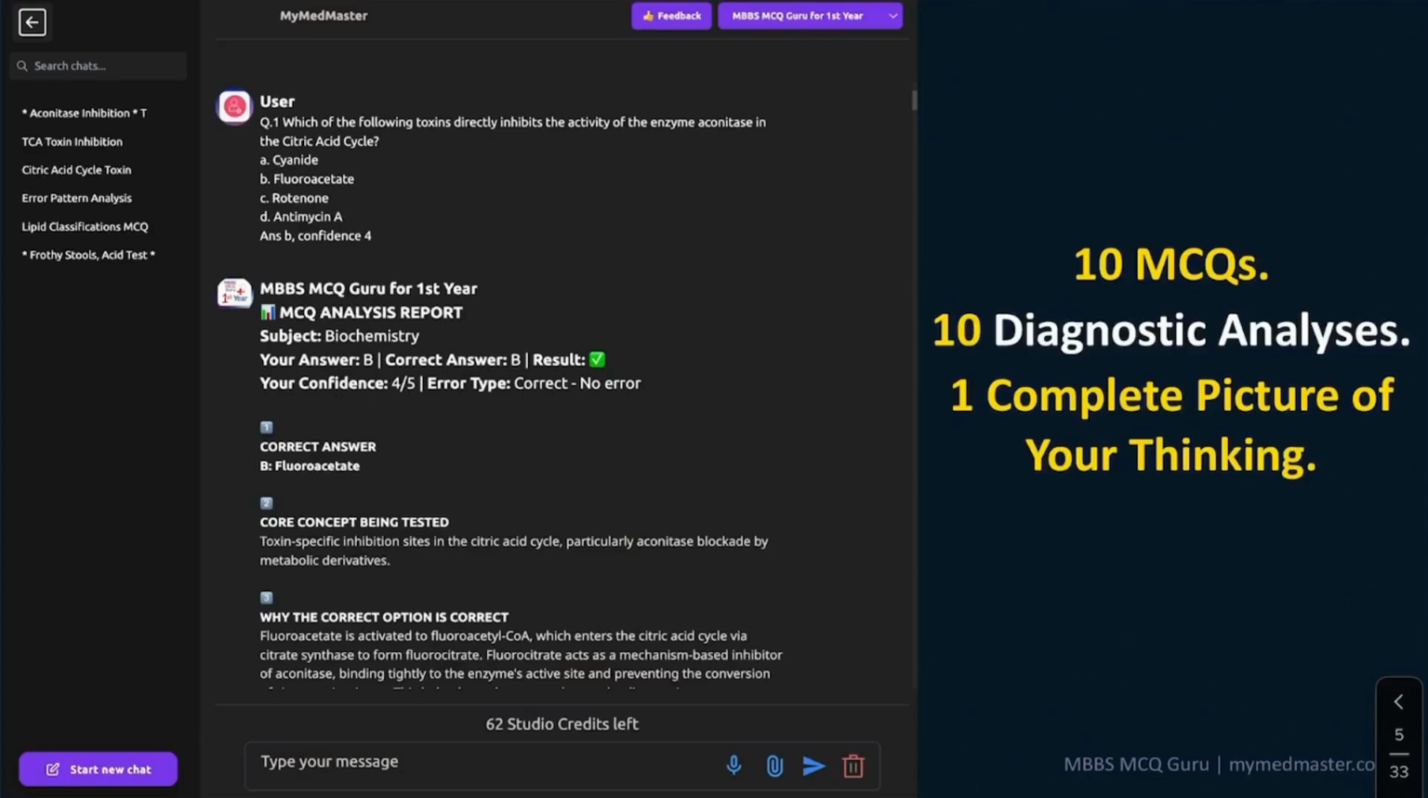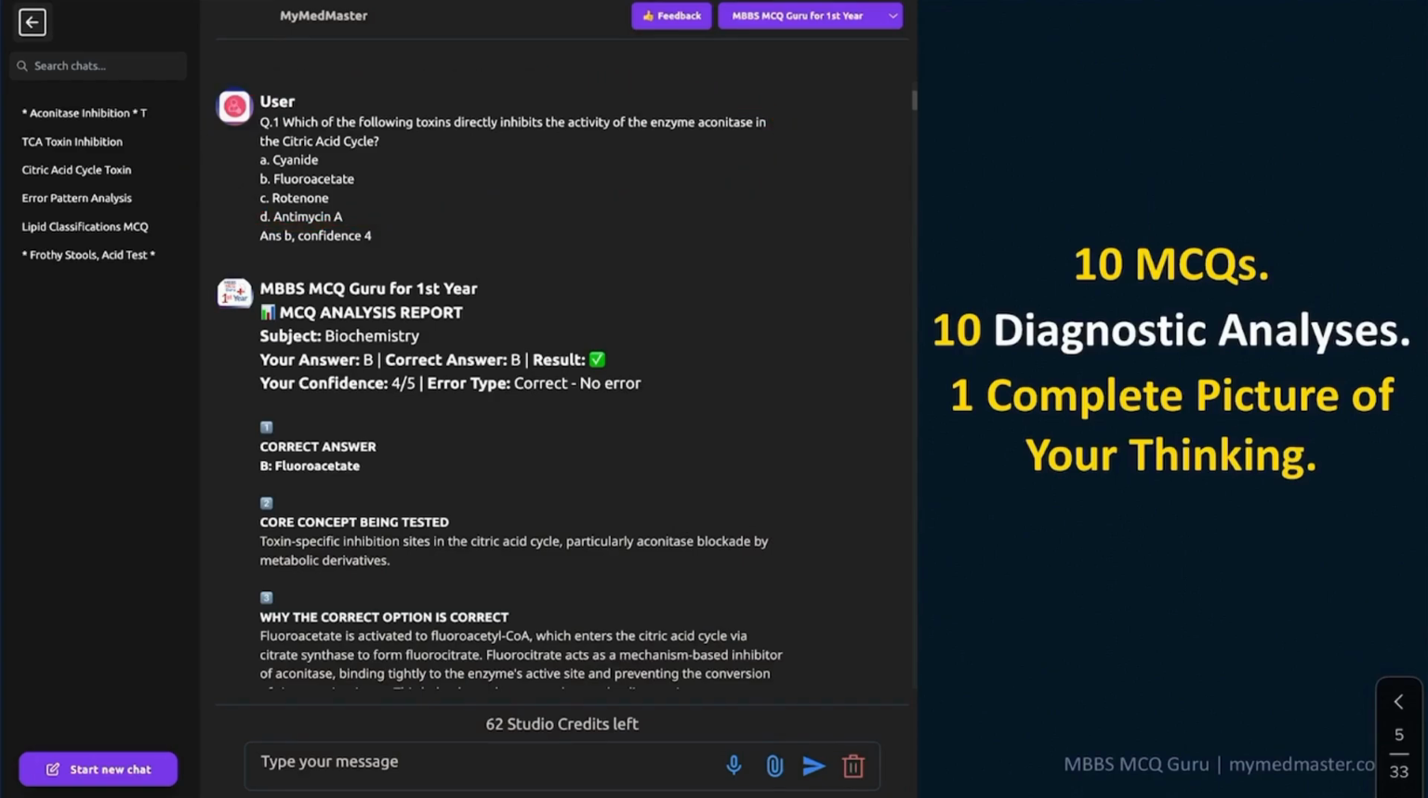This is the web app I have created. The link of this web app I have provided in the description below. First, you have to sign up with your email ID and password. Then you will see the interface. Here, you paste the MCQ with the options. So, I have copied the MCQ with options and pasted it here.